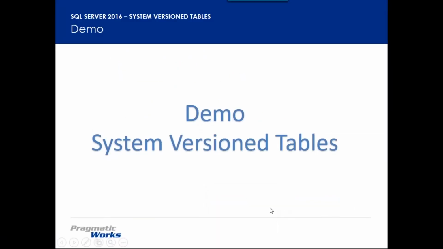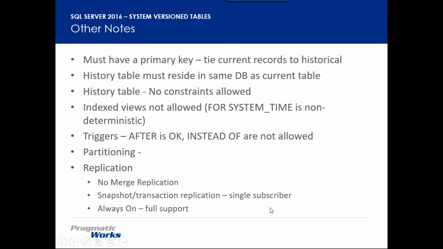That was it for the demonstration. A couple other quick notes about temporal tables. Some of these I've touched on. Temporal tables must have a primary key, which might seem obvious, but sometimes tables are created without them. But the primary key is what links the current table to your historical table. Your history table cannot be in a different database, so if you're thinking of a strategy of managing history in a different database from the current data, that will not work.